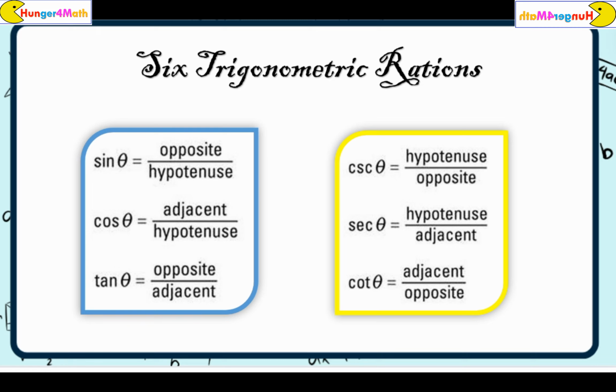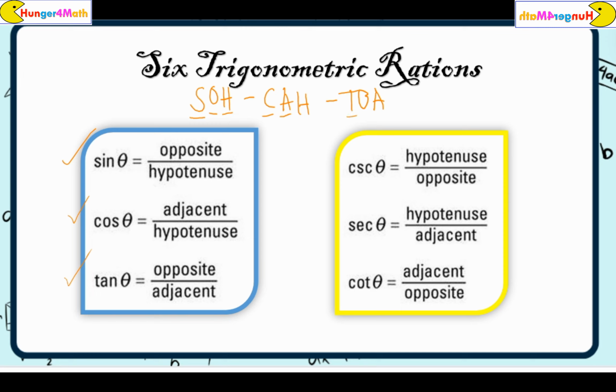Now we have here the 6 trigonometric ratios, starting with the sine theta is equal to opposite over the hypotenuse, cosine theta is equal to adjacent over the hypotenuse, tangent theta is equal to opposite over adjacent. We can also use the SOH, CAH, TOA to easily remember these 3 right here. The S stands for the sine, O stands for the opposite, H stands for the hypotenuse, C stands for the cosine, A stands for the adjacent, and the T stands for the tangent.